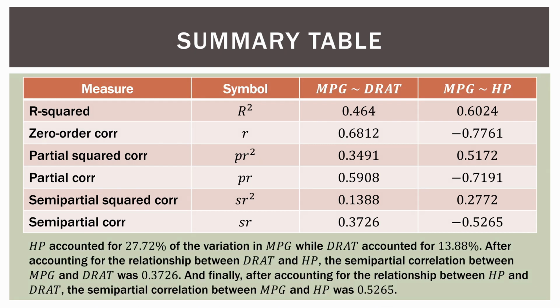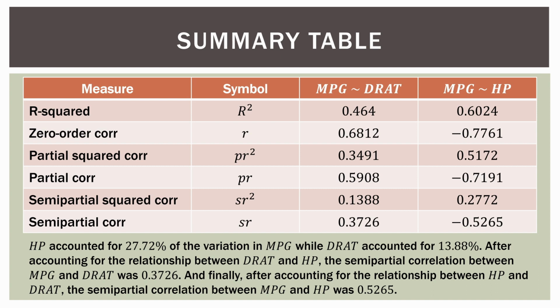So what we can say here is that horsepower accounted for 27.72% of the variation in miles per gallon. That's the 0.2772 over there on the right. While DRAT accounted for only 13.88%. That's the 0.1388. They're sort of in the middle column. So after accounting for the relationship between DRAT and horsepower, the semipartial correlation between miles per gallon and DRAT was 0.3726. We can see that there at the bottom in the miles per gallon and DRAT column. And finally, after accounting for the relationship between horsepower and DRAT, the semipartial correlation between miles per gallon and horsepower was 0.5265. That's actually negative 0.5265.